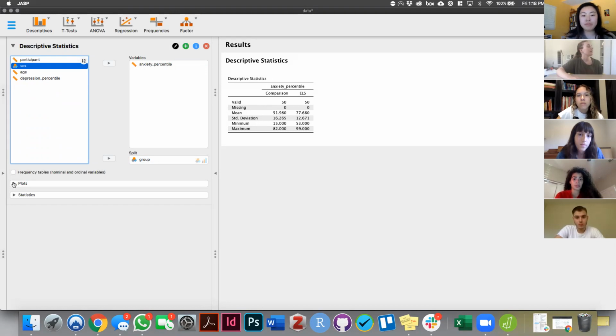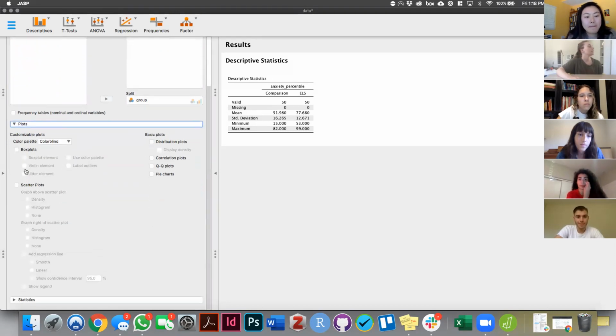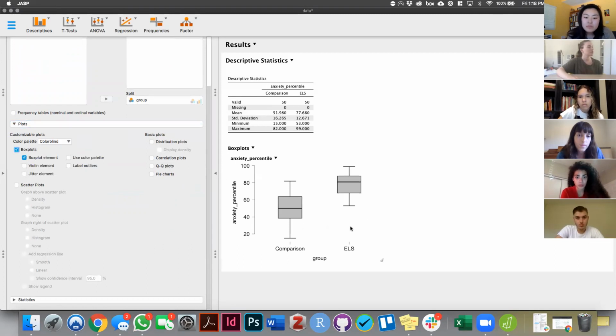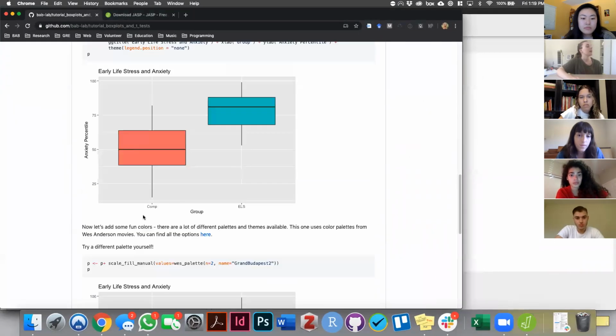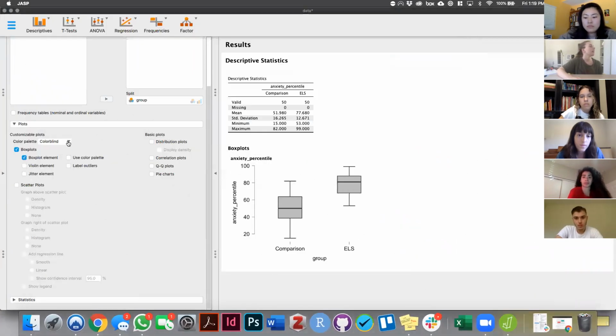And then you can add plots here. So I'm going to add a box plot, which is like what we did with R in the last tutorial, so we can see how that looks. So here it is. You basically just click it and it comes up, so it's super easy. And if we look back at the box plot, that looks really similar to what we made in R. And it even has this ggplot color thing. So you can pretend like you made it in R. Yeah, so it's pretty simple.